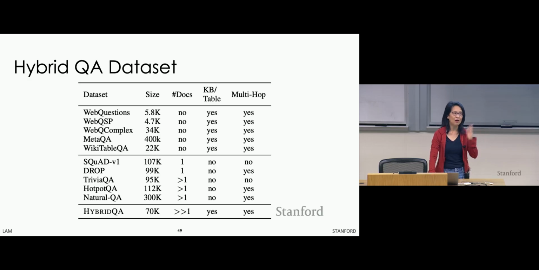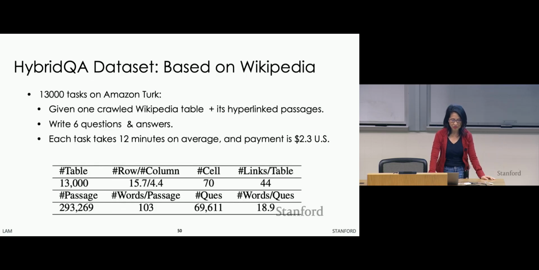I want to walk through how they come up with 70,000 questions because you guys are preparing for experiments. You want to know how people do it. Okay, so they have 13,000 tasks, and each crowdsourced worker, this is MTurk, is given a table and its hyperlinked passages. Remember the flag bearer? All the linked passages. They are supposed to come up with 6 questions and answers. Each task takes around 12 minutes, and they spend $2.3 on it. And this is a 25,000 plus experiment.